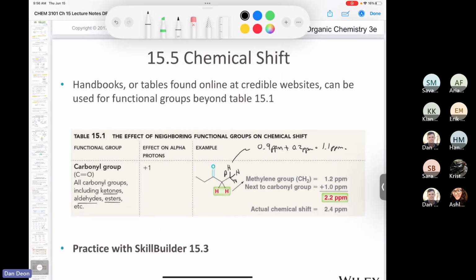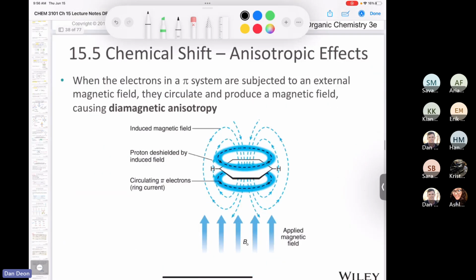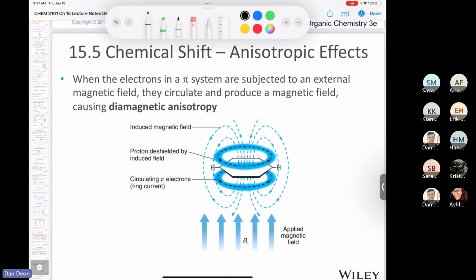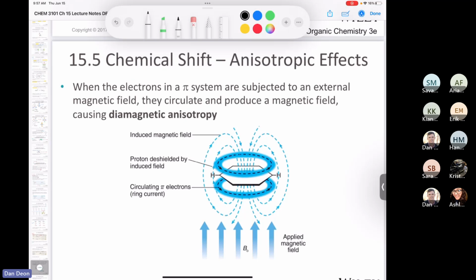And it says here handbooks or tables can be found online and at credible websites and can be used for functional groups beyond this table. So before we end lecture today, I'm going to show you a table that I will allow you to bring into quiz 15. So there's a table of proton NMR shifts that I will allow you to bring into the quiz. So you don't have to have them all perfectly memorized, but you should be relatively accustomed to knowing what chemical shifts are. Why? Because there's no table given to you for the final exam. And if you take any other standardized exam on organic chemistry, there will not be any table provided.